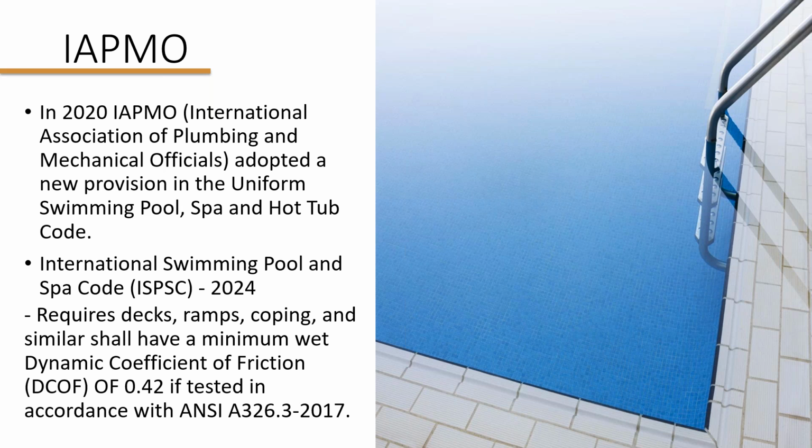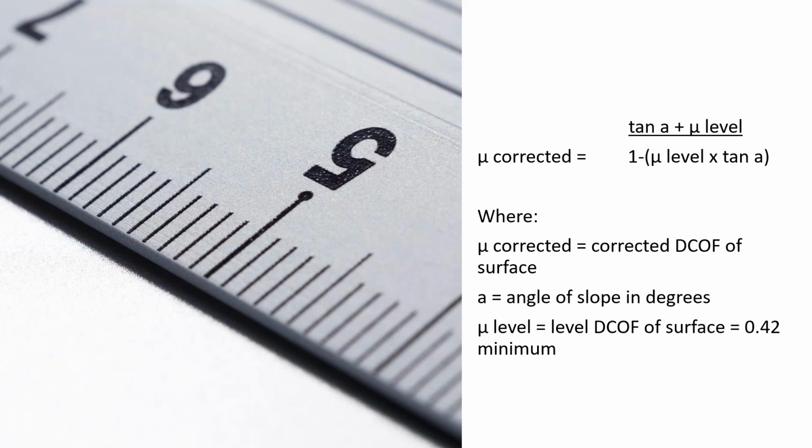Now, something I want you to be aware of is that in 2020, IAPMO, the International Association of Plumbing and Mechanical Officials, adopted a new provision in their swimming pool, spa, and hot tub code. And this provision requires their decks, ramps, coping, and similar surfaces to have a minimum wet dynamic coefficient of friction of 0.42 if tested in accordance with ANSI A326.3. Now, in order to achieve that, they have a formula that they've developed where they can take the angle of slope in degrees and convert it into what's needed to increase the dynamic coefficient of friction on that slope to achieve what would be a 0.42 on a level surface.